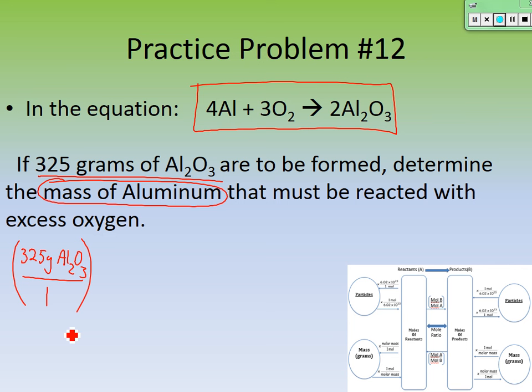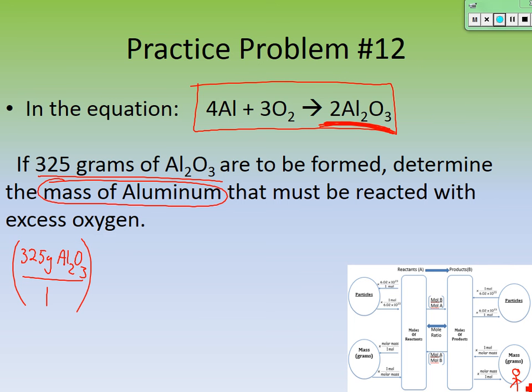Now let's go to the roadmap and figure out where we are, where we want to go. We're starting with grams of aluminum oxide, which is what, guys? Is this a product or a reactant? It's a product. And we're at grams of that. So we're down here. Grams of a product.